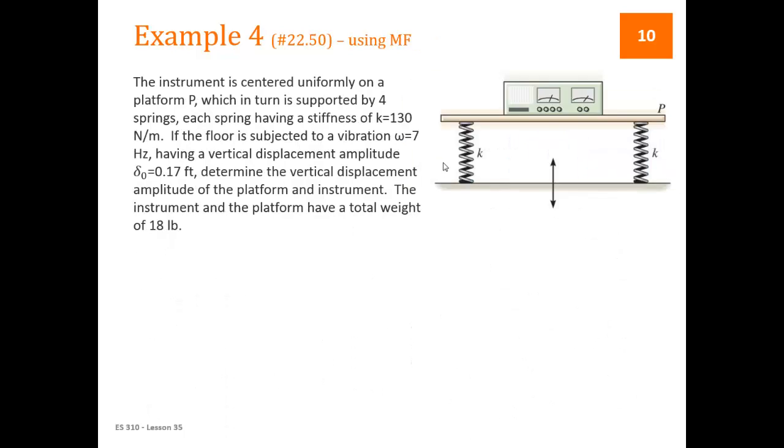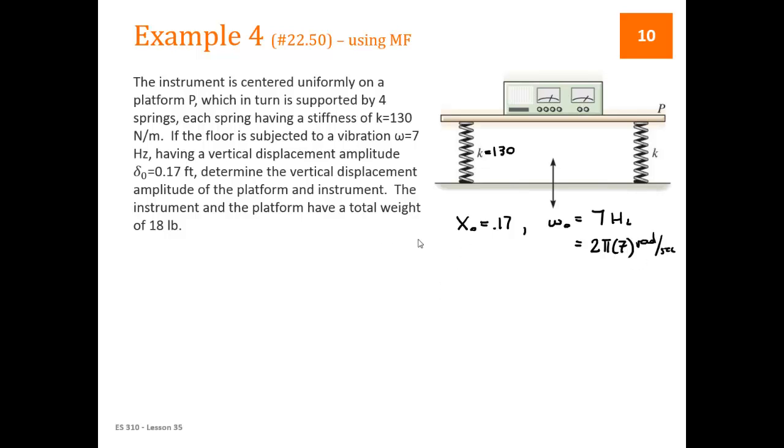So let's take one more example where we use our magnification factor. In this example, we've got a platform sitting on 4 springs with a k equal to 130. And the floor is vibrating. That's our forcing function. In this case, our forcing function is the displacement. It has a magnitude of 0.17, and it has an omega naught, our forcing function frequency, of 7. That's in hertz. We need it in radians per second, so we're going to multiply by 2 pi to get it in radians per second.